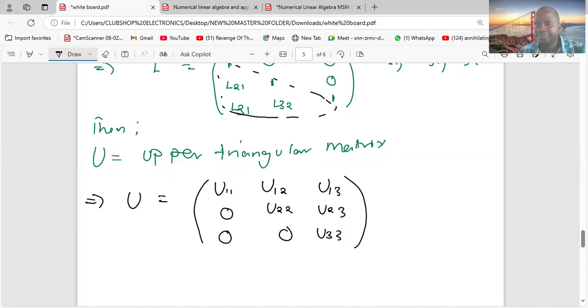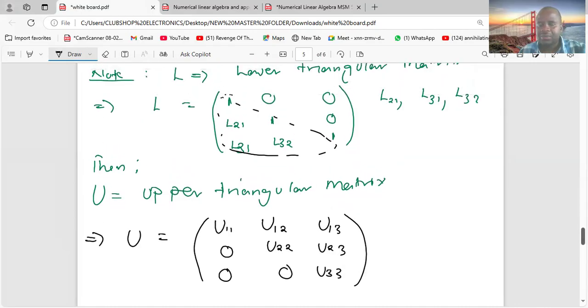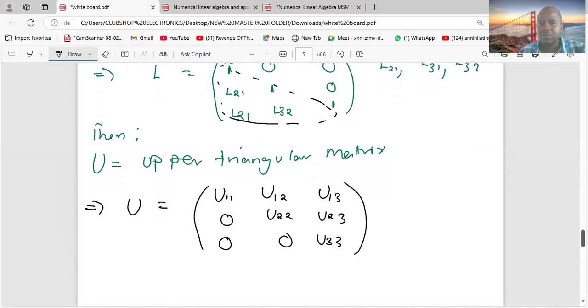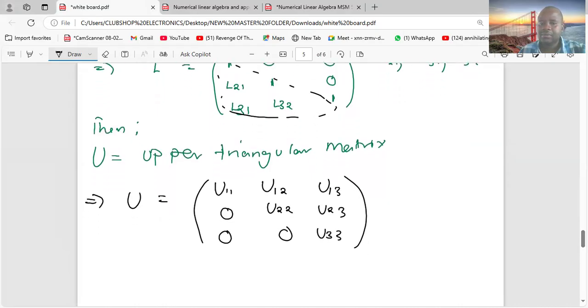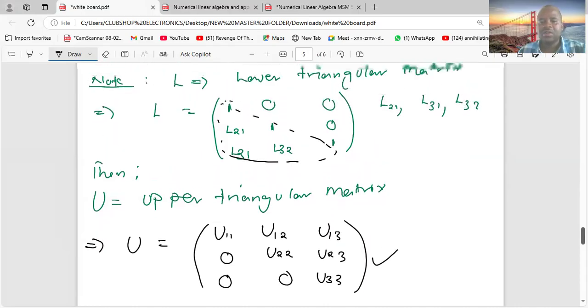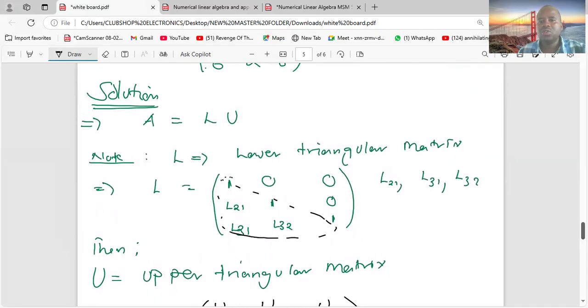Now, what is important is to come up with the upper matrix, and take note of the way you're going to deal with the row operations, okay? Because we are using a shortcut method, and from the row operations, we are going to come up with L21, L31, and L32. Then we do the replacement.